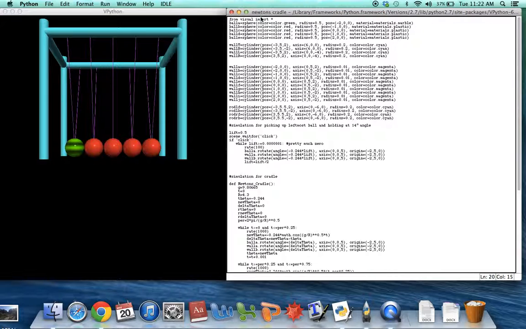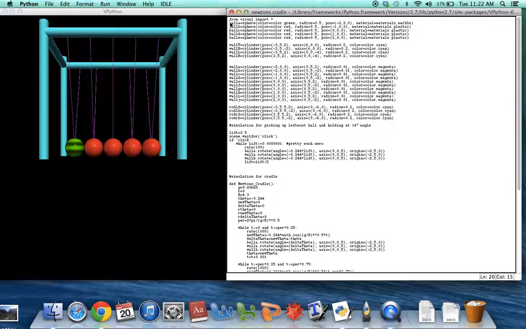Newton's Cradle is an example of the conservation of kinetic energy and momentum. In this model, we can pick up the leftmost green ball, and then it'll drop down, and they'll all collide. That sends the rightmost red ball going up and down, and then the model can just keep running, so on and so forth.